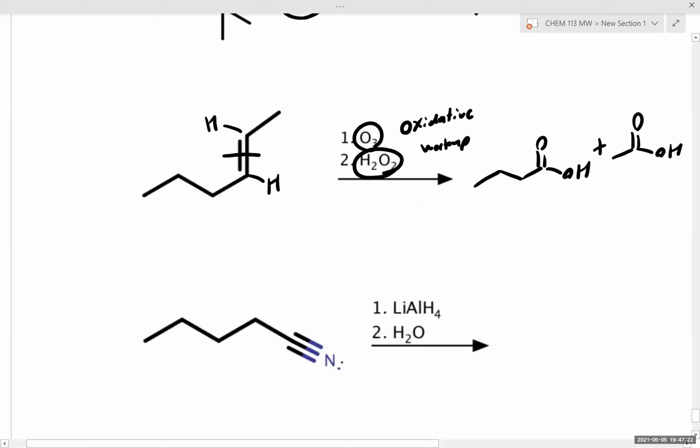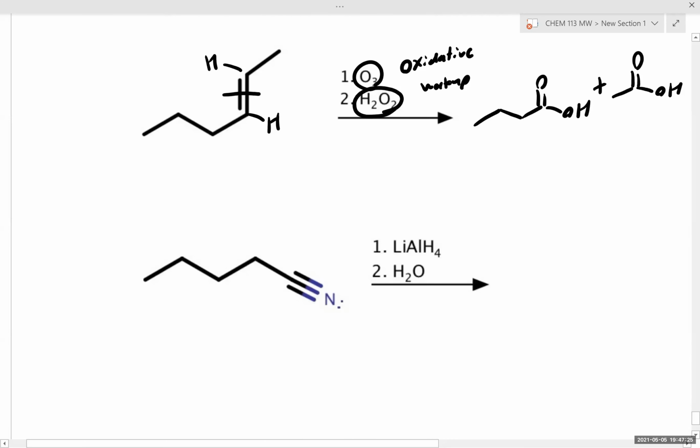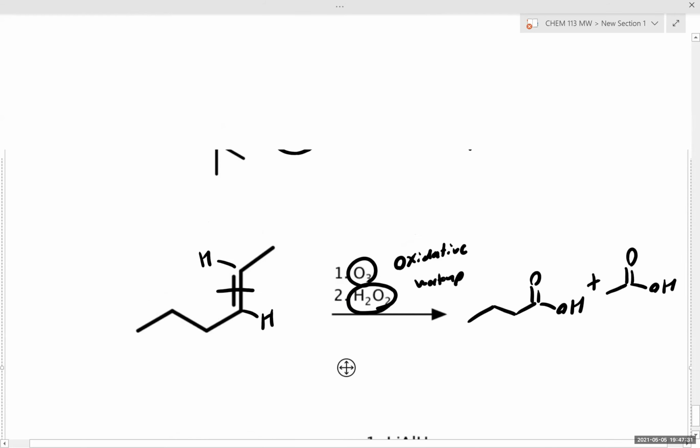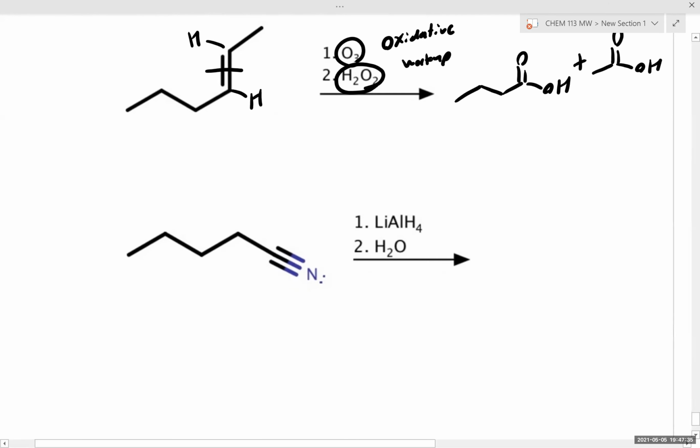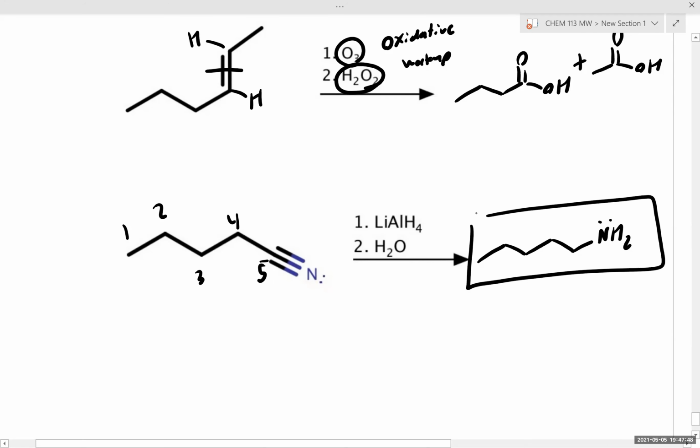Okay, for our last example, we're treating a nitrile with lithium aluminum hydride followed by water. This results in exhaustive reduction of our nitrile to the corresponding amine. Make sure to count your carbons because I noticed many students ended up drawing a structure that had 1 too many or 1 too few carbons.